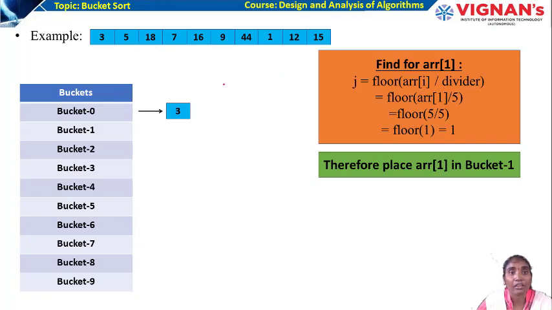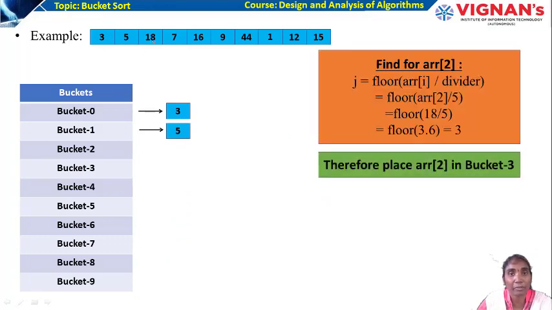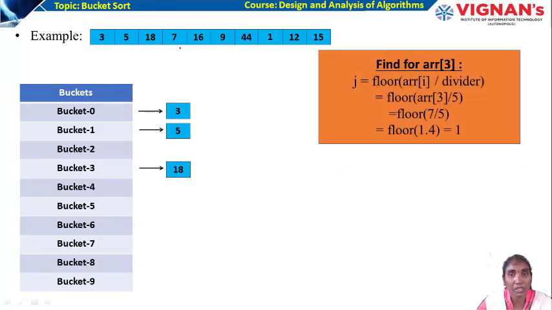Now, again, we find the j value for array of 1. Array of 1 is 5, floor of 5 by divider. The divider value is 5, so 5 by 5 means 1. So, place array of 1 in bucket 1. Now bucket 1 holds 5. Next, for array of 2, which is 18, 18 by 5 is 3.6, so we place it in bucket 3. Bucket 3 holds array of 2, which is 18.